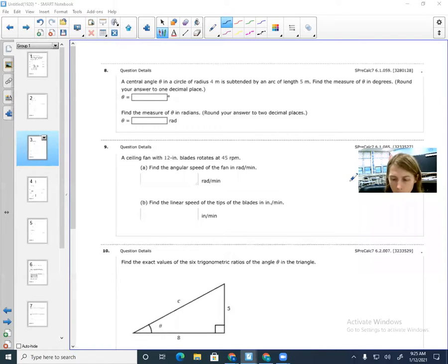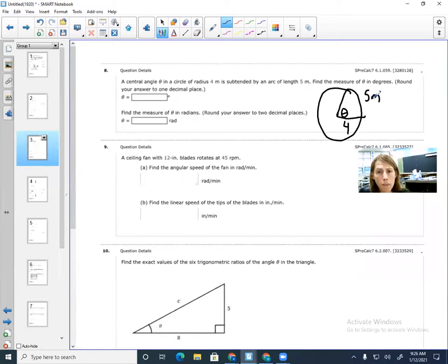So it looks hard, but the first thing I would suggest doing is go ahead and draw a little picture of a circle over here. And I'm gonna fill in what I know. I know the radius is 4 and the arc length is 5 meters. So that means when I make this angle, the distance from here to here is 5 meters.